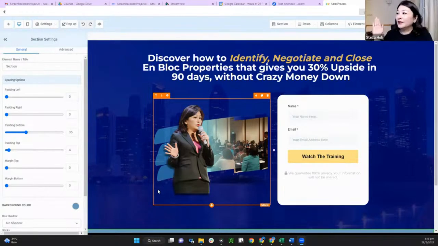What's working in my webinar and my ads is because the headline is very clear. Singapore, negotiate property, en bloc property, very niche. Nobody in the market is doing this. Give you 30% upside in how many days? Okay, it's similar headline, but slightly different. My previous headline is how to identify, negotiate, and close en bloc properties. The behind is the same. This one is just discover how to.